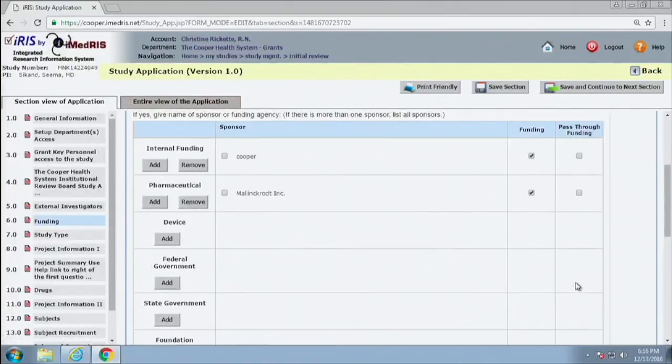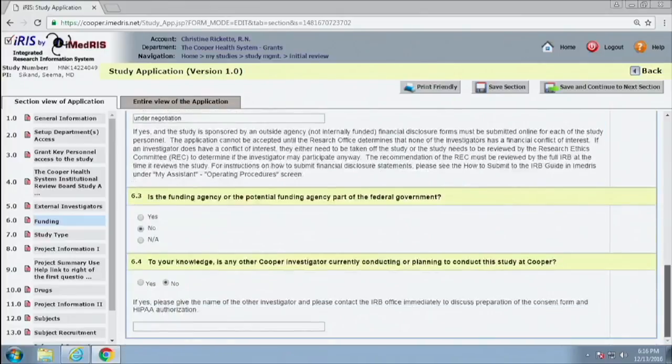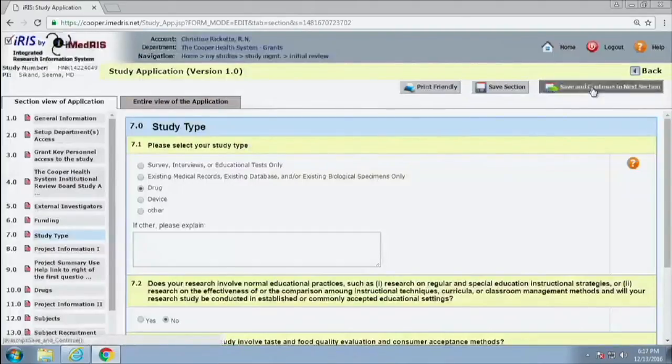Thanks. So then they're added here. And are they part of the government? Is it an NIH trial? And is anybody else here doing a study? Same study. Now here's where this routing could change under study type. If you were doing survey, interviews, or educational tests, that would change the routing. Existing medical records would change the routing to give you an expedited category page to fill out.